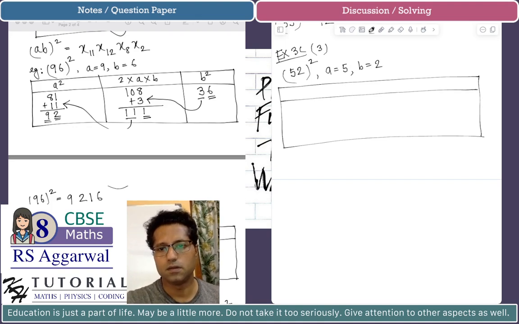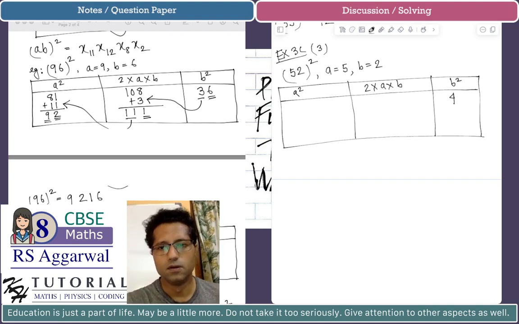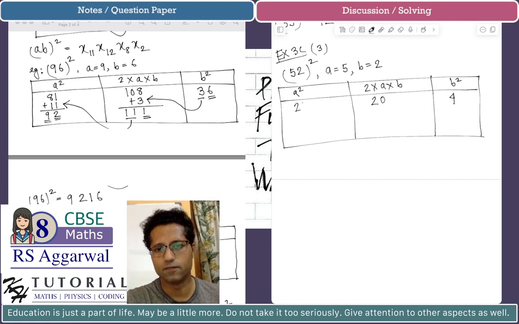And you name the headings. First column is A square, second column is 2 into A into B, third column is B square. So what is B square? B is 2, so B square will be 4. Twice of A into B is 5 into 2, that is 10, so this is 20. And what is A square? A is 5, so this is 25.